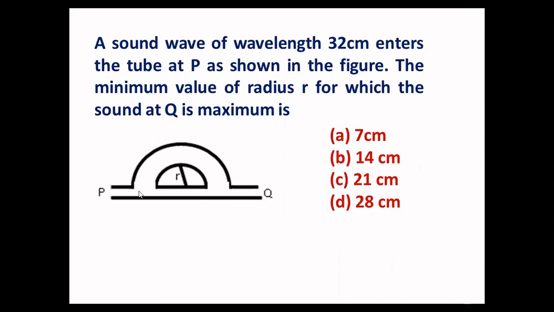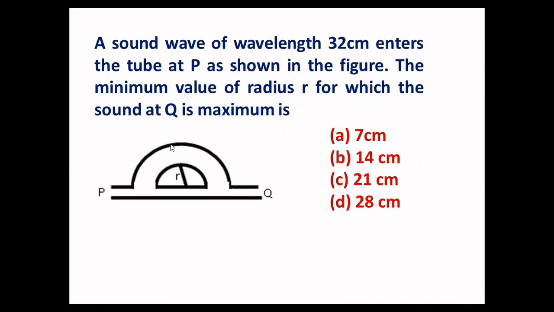By the time the ray which has split from here to here and has moved from here to here, and the wave which has traveled straight, will have a path difference. What is that path difference? They are asking you the minimum value. What do you mean by minimum value? That means if you have two waves superposing on each other, there is no path difference.